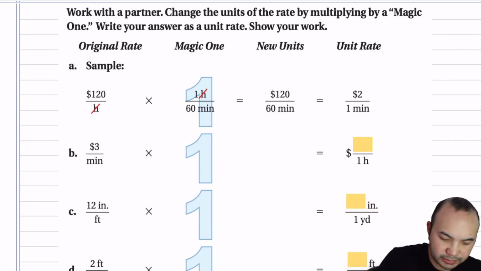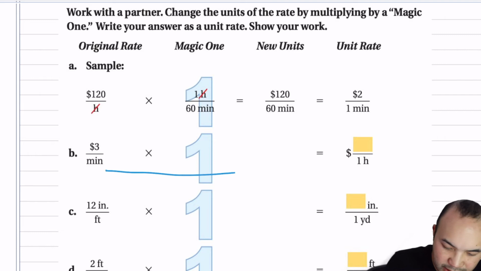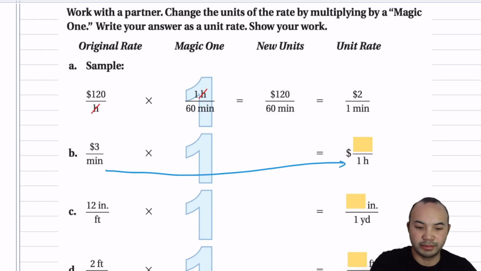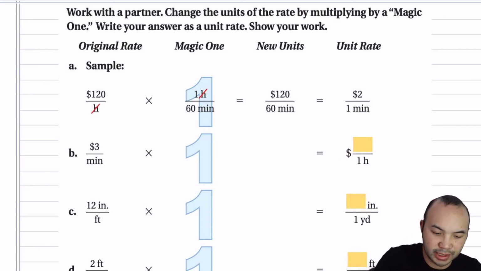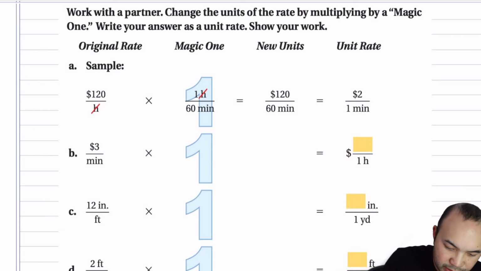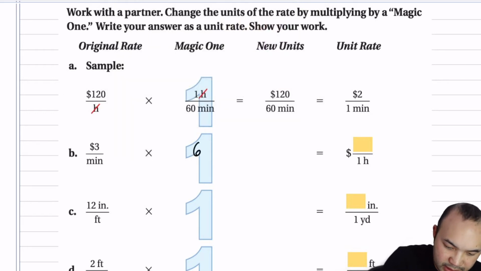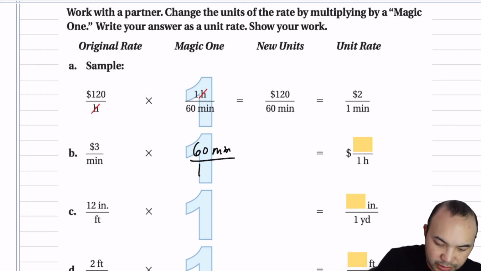So in this case, let's check out B, $3 per minute. And I want to change minutes on the bottom to hours on the bottom. So what can I do to change that? I do know that there are 60 minutes in 1 hour, right? So I'm going to do times 60. I'm going to say 60 minutes are in 1 hour, and I'll just put H because that's what they used, 1 hour.